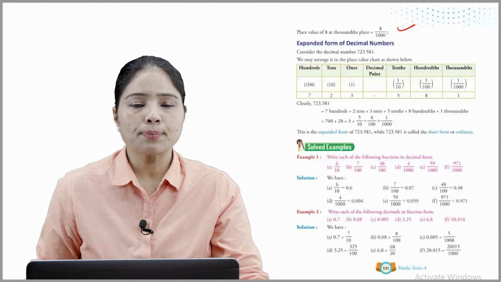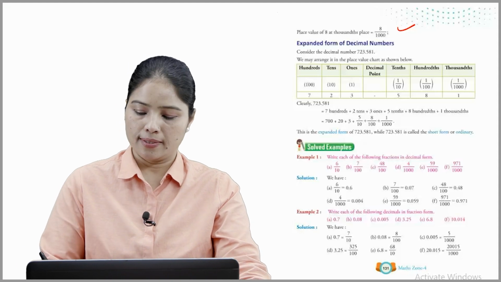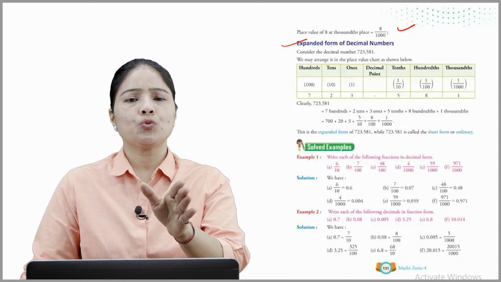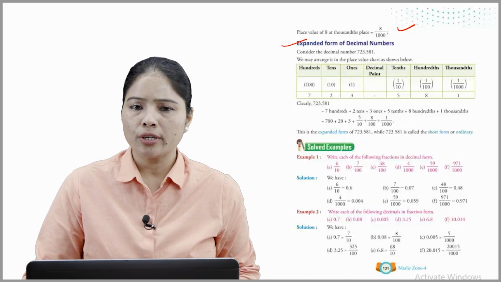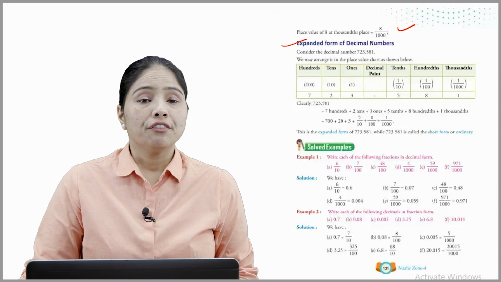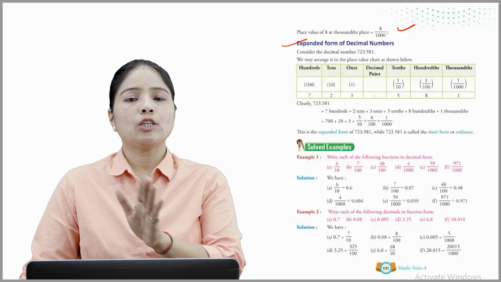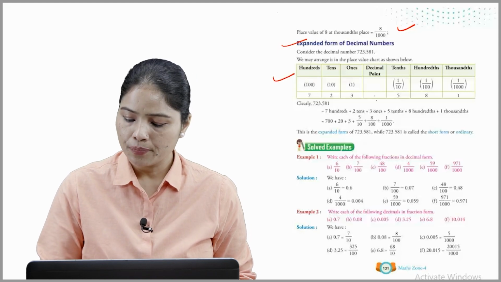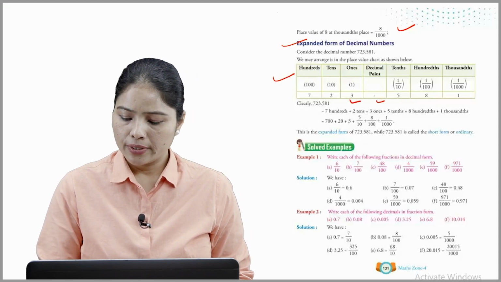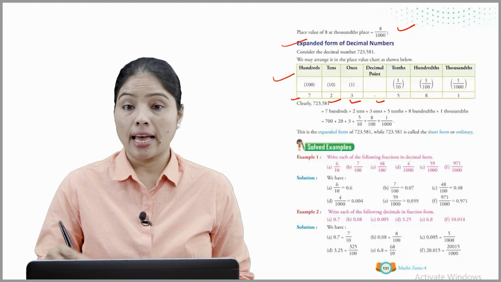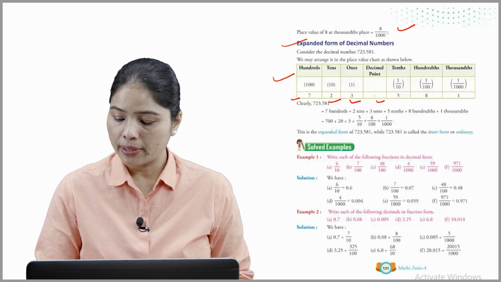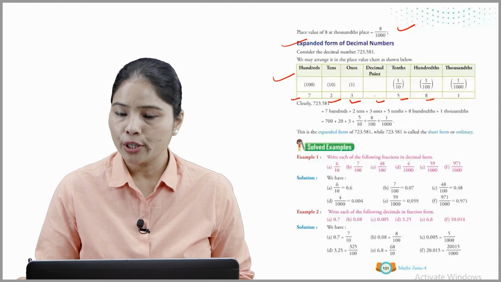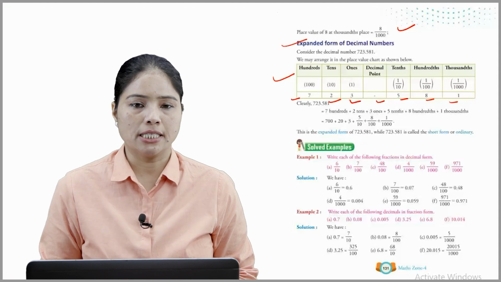So now, expanded form of decimal numbers. Consider the decimal number 723.581. We may arrange it in the place value chart as shown below. We write it this way: the decimal point comes here, 3 is at ones place, 2 at tens and 7 at hundreds. And this 5 is at the tenths place, 8 at the hundredths place, and this 1 is at the thousandths place.